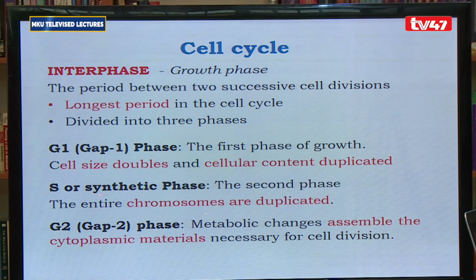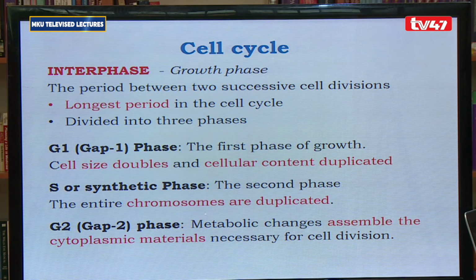Then there is also the other phase, the synthetic phase, or sometimes we call it the S phase. This is the second phase, and in this phase is where the chromosomes are duplicated. Remember, each cell has a specific number of chromosomes. Therefore, when the cell is to divide, the daughter cells must have an equal number of chromosomes as the original cell, unless they are the gamete cells, which are created by another process known as meiosis, which is also part of cell division. Therefore, the chromosomes are copied so that they now become pairs.